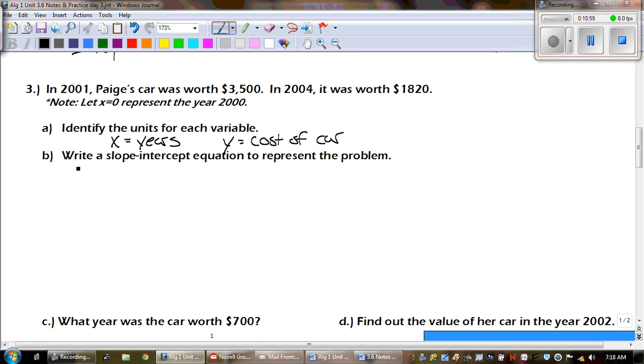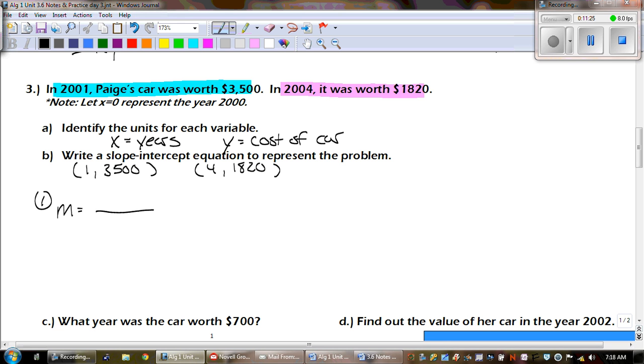All right, so the first thing we need are our 2 points. Okay? There's 1, there's 2. So our first one is 2001, which means we're using the number 1, and then 3,500. And then our other point, we're using 4, 1820. Okay? So step 1, we need to find the slope. Step 2, we need to plug into y equals our point slope. Almost did the wrong thing. Okay? All right, let's do it.